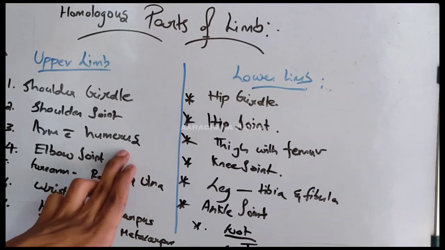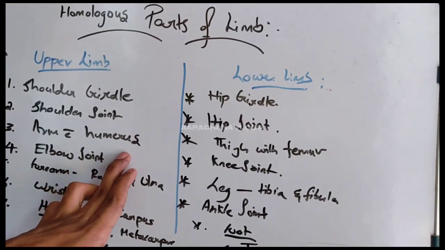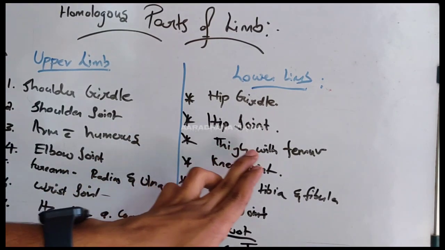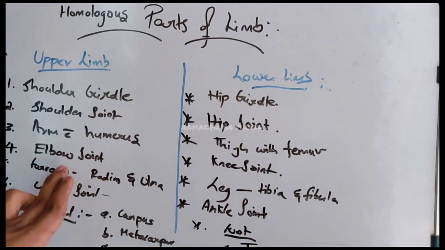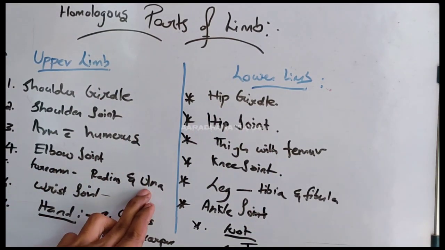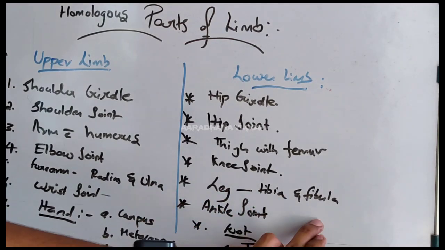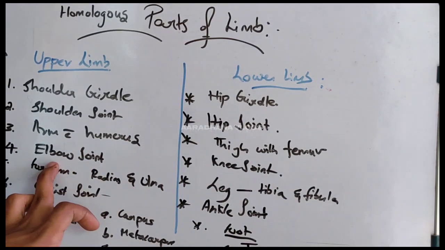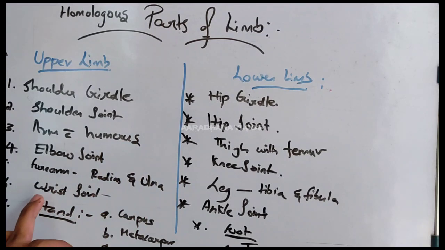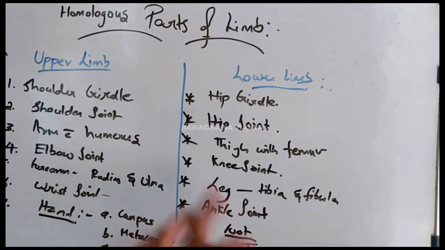Arm with humerus, only one bone in the arm region, that is humerus, and in the thigh region only one bone, that is femur. Forearm region has radius and ulna, leg region has tibia and fibula. One joint is the elbow joint, here it is the knee joint. Again one more joint, the wrist joint, here the ankle joint.